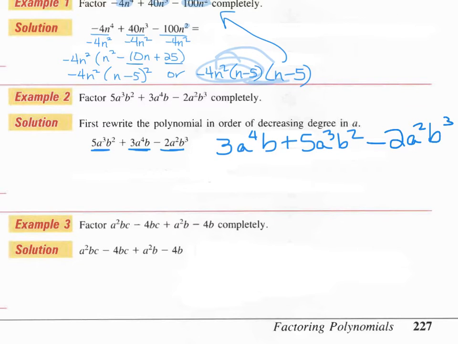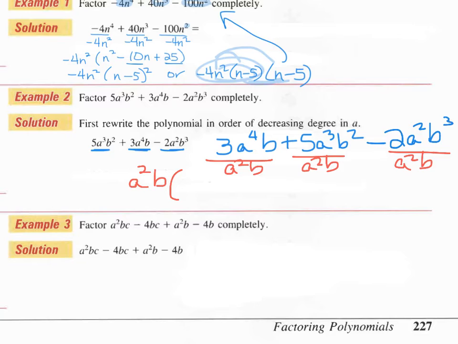So now I'm going to look for a greatest common factor. Notice if I look at the numbers, 3, 5, and -2, there's no greatest common factor based on the coefficients. But if I look at the variables, notice all 3 terms have an a and a b in them. So I'm going to divide each one by the greatest common factor, and it's going to have an a and a b in it, but then I'm going to go through and find the smallest exponent. So I have an a squared, which is the smallest, and then I have just the single b. So I'm going to divide each one by a squared b.